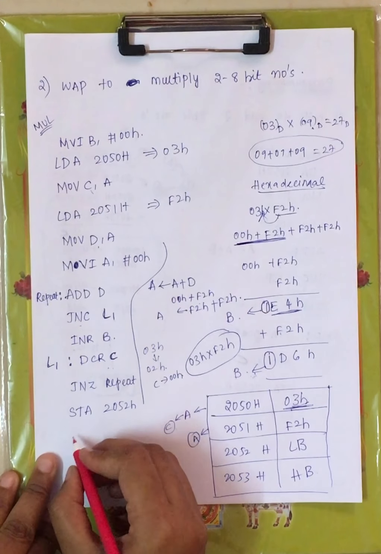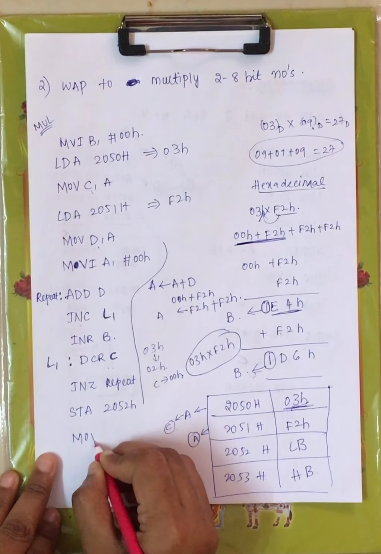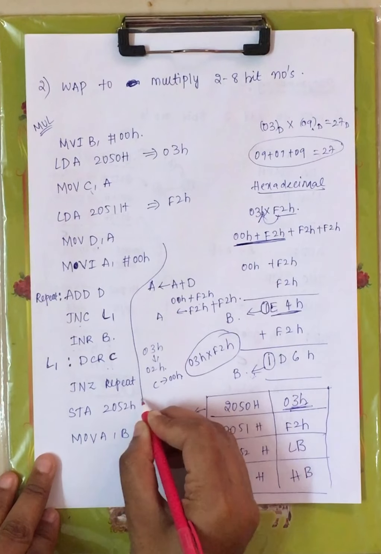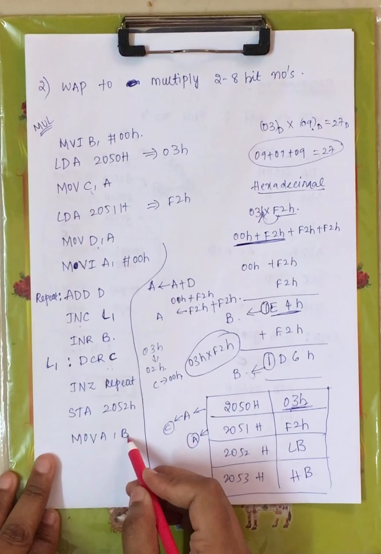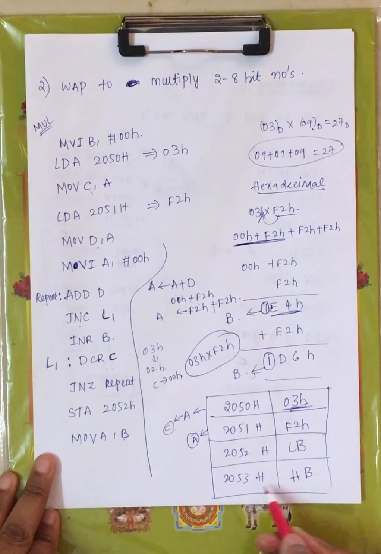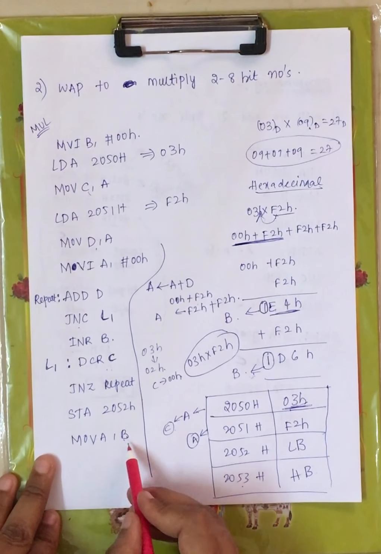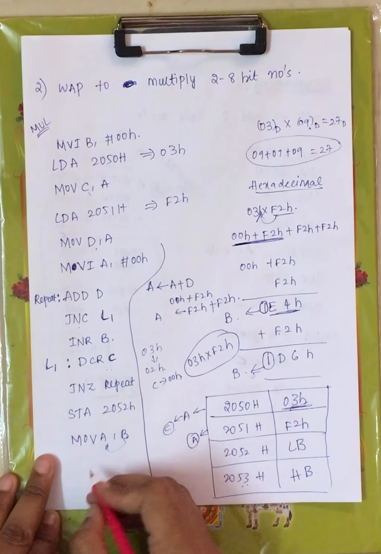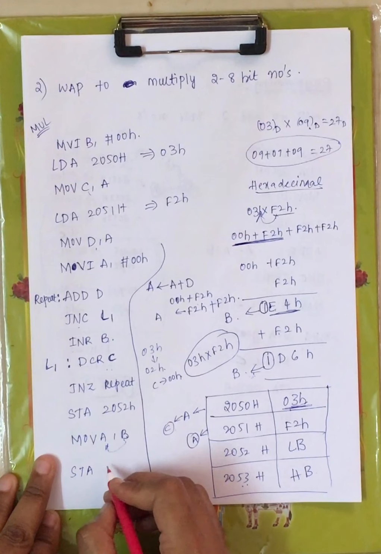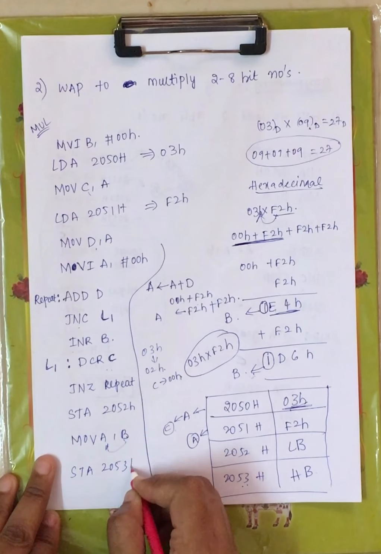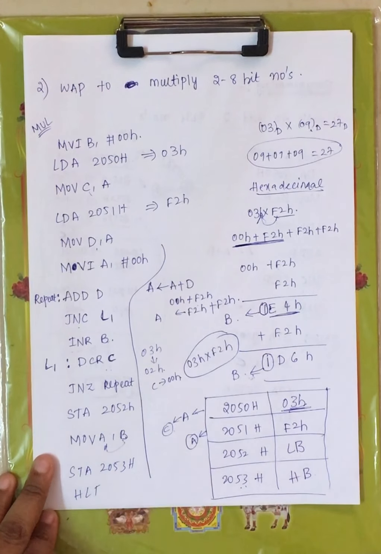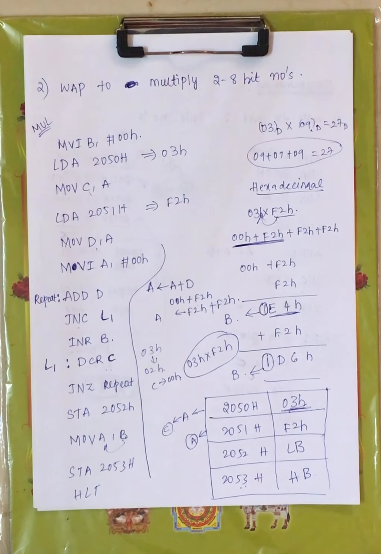Now after that, what is B? B is used to store carry. Since it is the higher byte, the carry has to be stored in memory location 2053H. Before storing into 2053H, the carry has to be moved to the A register. After that STA 2053H. Now here ends the programming part. This is about the multiplication of two 8-bit numbers.